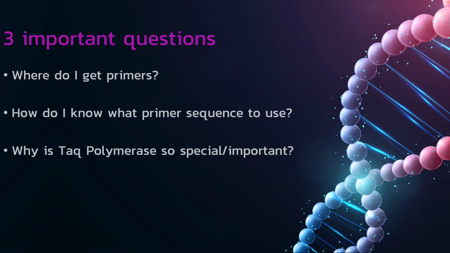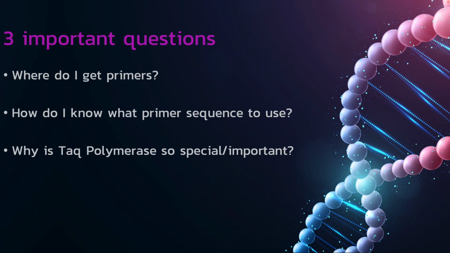So the question becomes, where do you get primers? How do you know what primer sequence to use? And why is Taq polymerase so special? Well, where you get primers is pretty easy. You buy them from any one of a number of companies that will sell them. And again, they're relatively inexpensive.